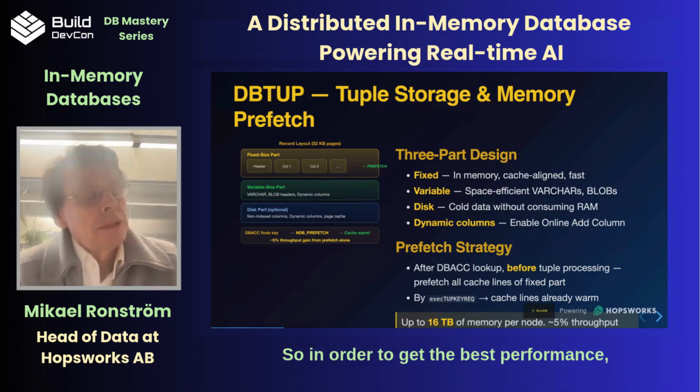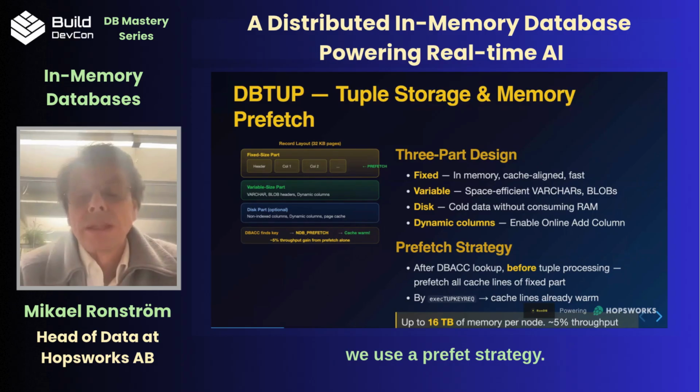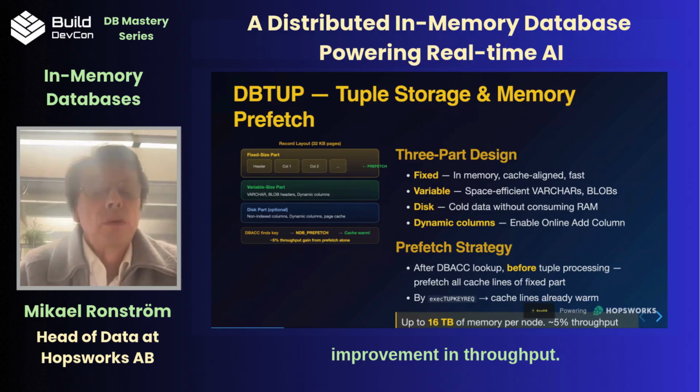So in order to get the best performance, we use a prefetch strategy. After the hash index lookup, we prefetch all the cache lines of the fixed part, and that gives us a 5% improvement in throughput.